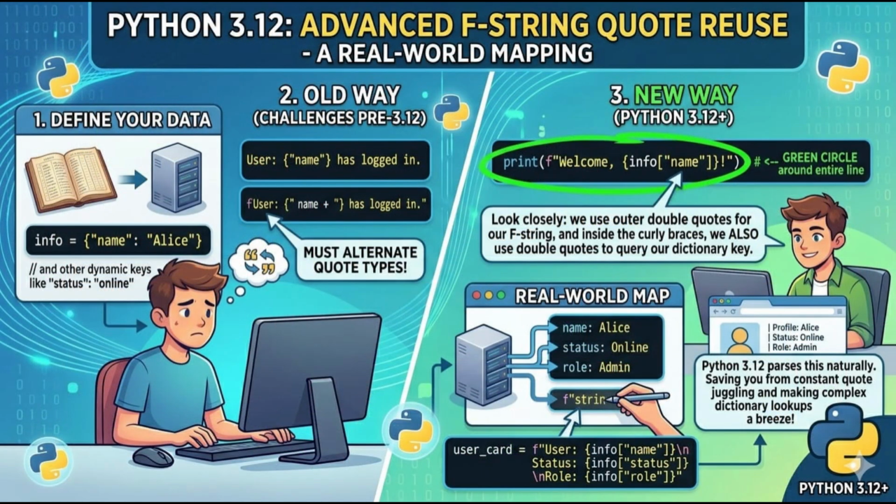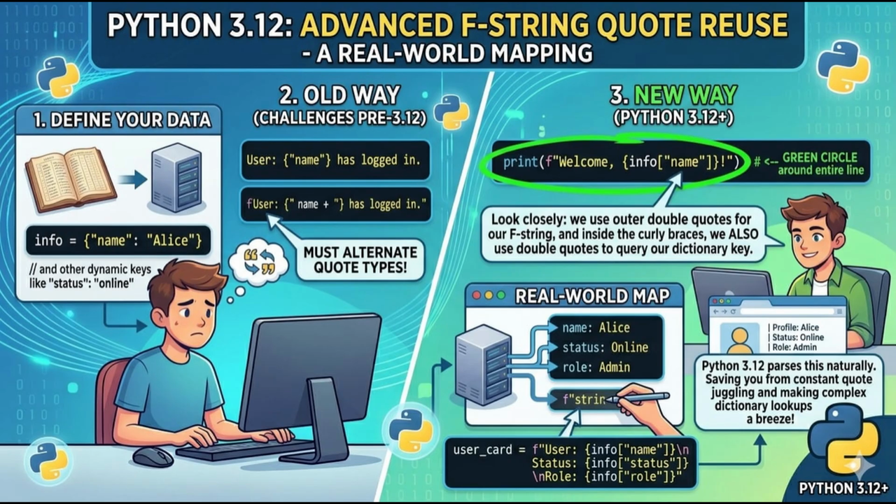The first major upgrade in Python 3.12 is quote reuse. In older versions of Python, you could not reuse the exact same type of quote inside an expression block that was defining the outer f-string. You had to alternate between single and double quotes. In Python 3.12, as you can see on screen, you can freely use double quotes inside double quotes without any compilation or interpreter errors. Let's map this to a real-world example.